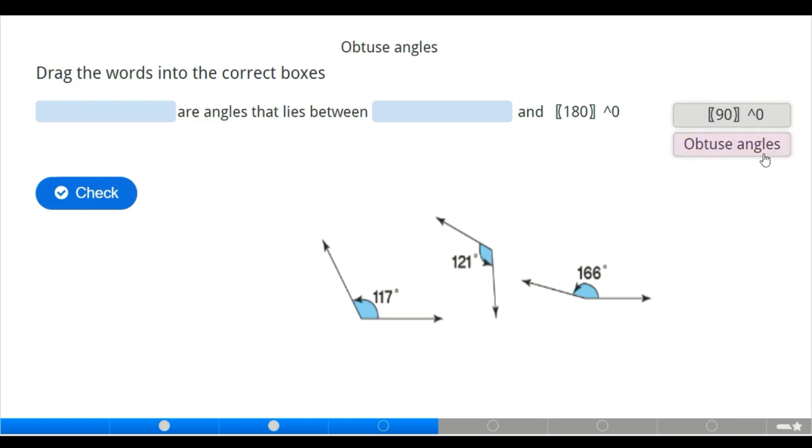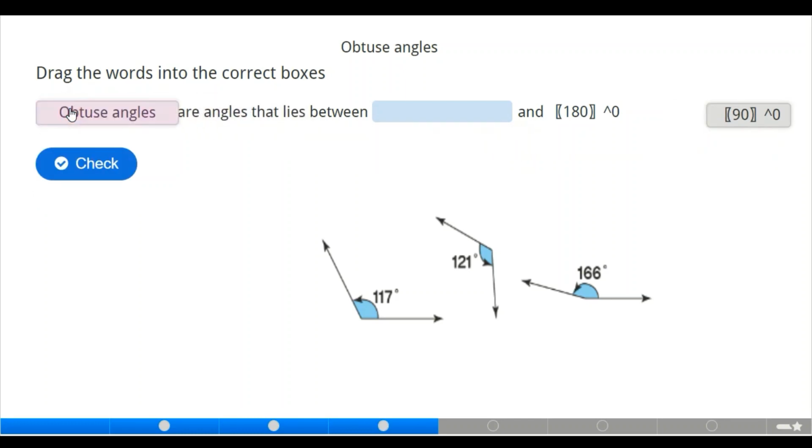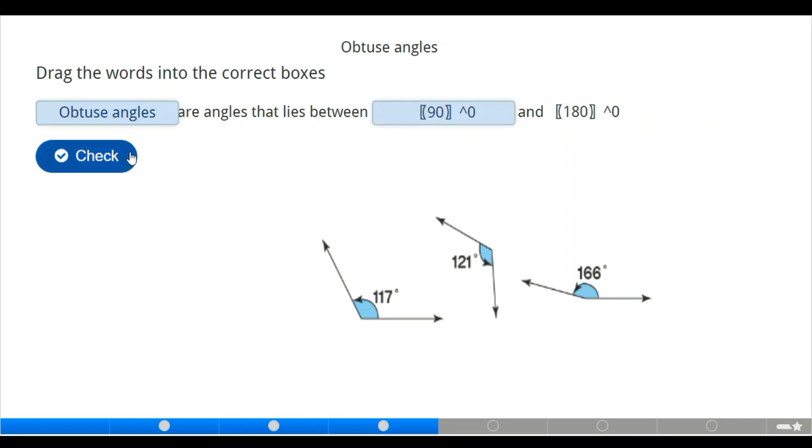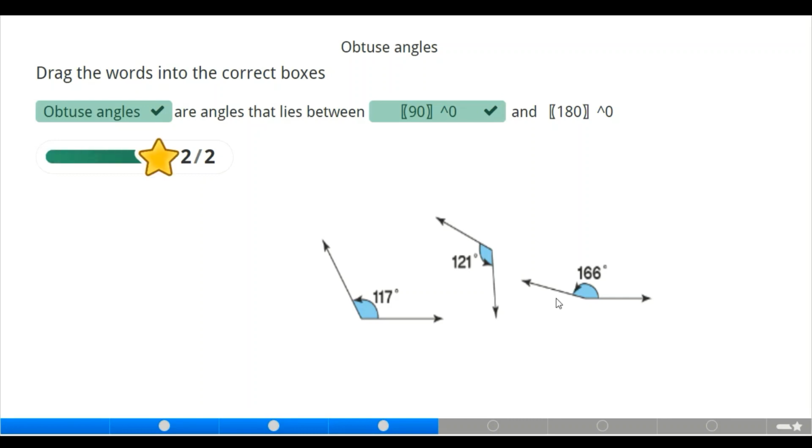So let's drag the right activities in here. Obtuse angles are angles that lie between 90 degrees and 180 degrees. Now let's look at this illustration here. You see that they are bigger than 90 degrees, but they are not up to 180 degrees. This is 117 degrees, 121 degrees, and 160 degrees, which is less than 180 degrees.